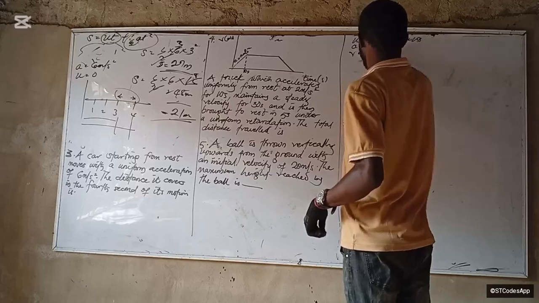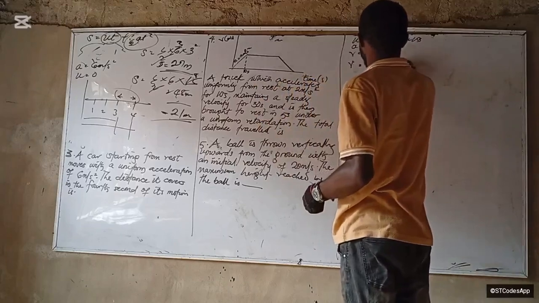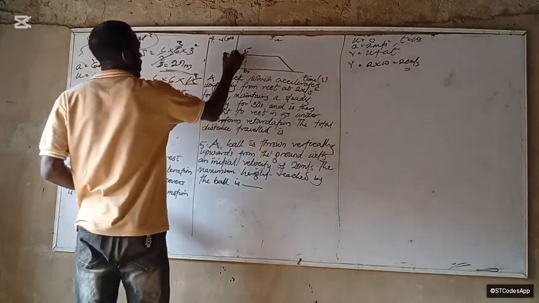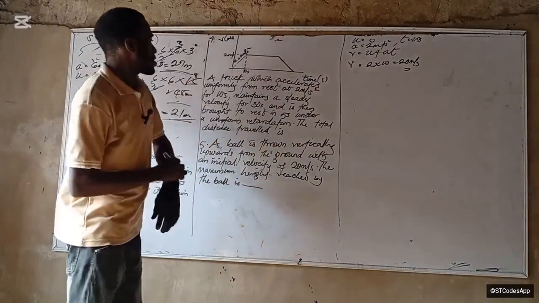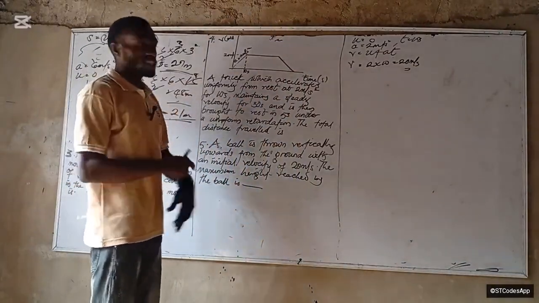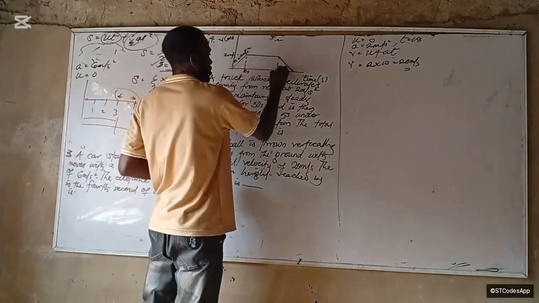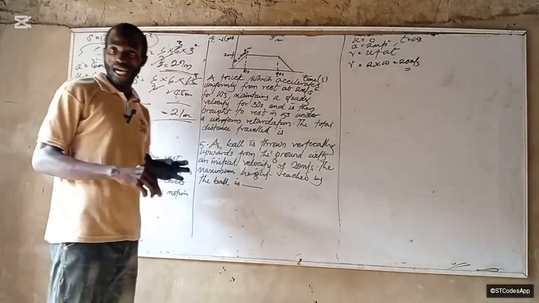T is 10 seconds. So the velocity attained is going to be A times T, that's 2 times 10. This is 20 meters per second. It now says it maintains a steady velocity for 30 seconds. So 30 plus this 10 is 40 seconds. Does that make sense? Are you clear on that?